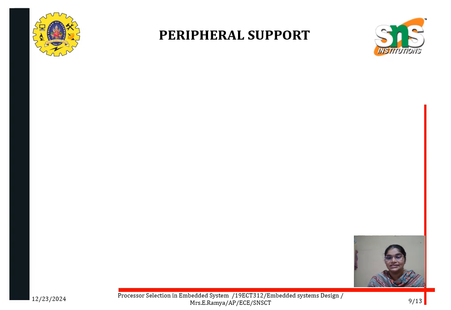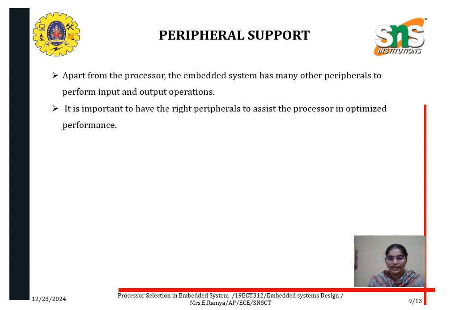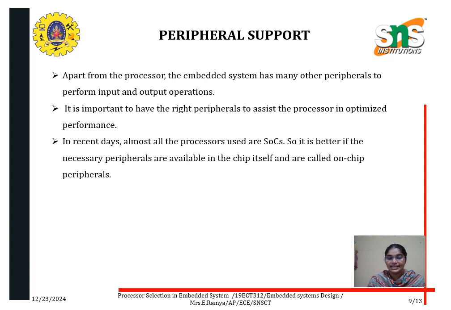Next one is peripheral support. How can we choose peripheral support? Apart from the processor, the embedded system has many other peripherals to perform input-output operations. It is important to have the right peripherals to assist the processor in optimized performance. In recent days, almost all the processors used are SoC, system on chip designs. So it is better if the necessary peripherals are available in the chip itself, called on-chip peripherals.